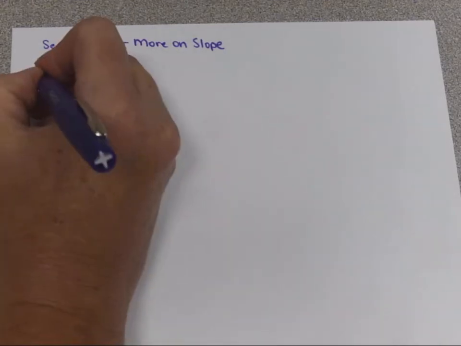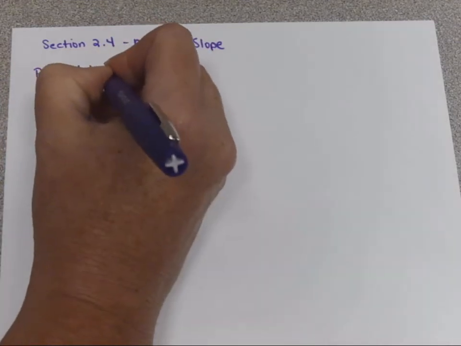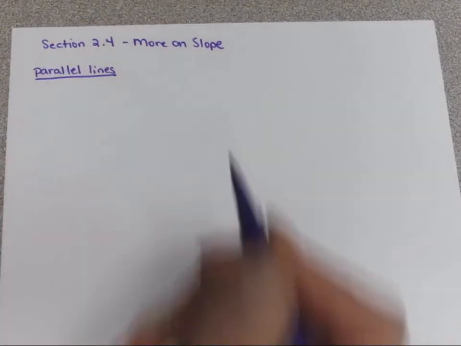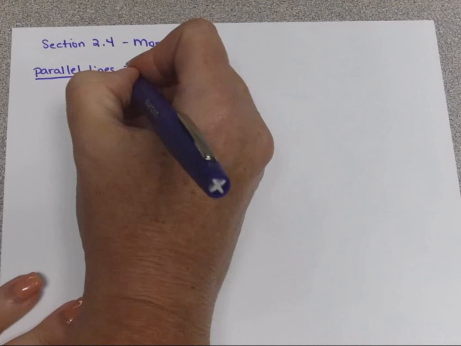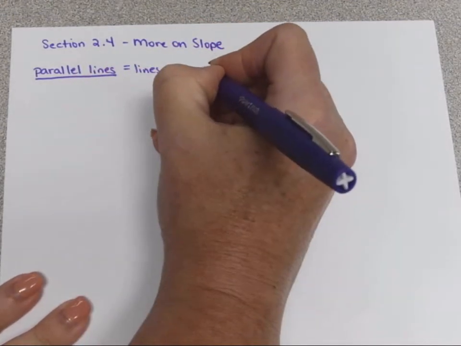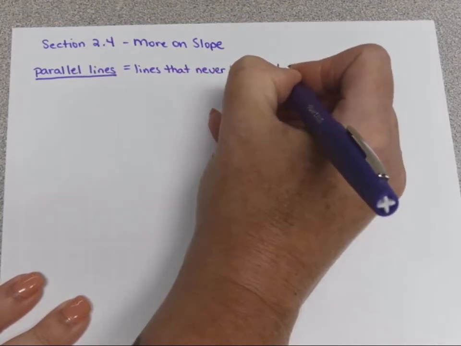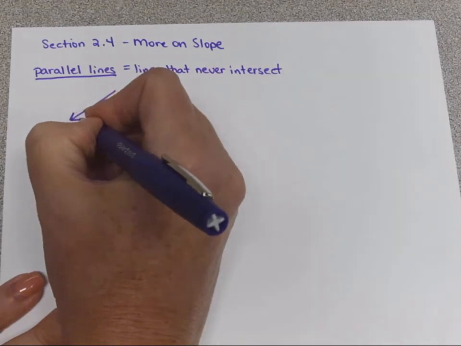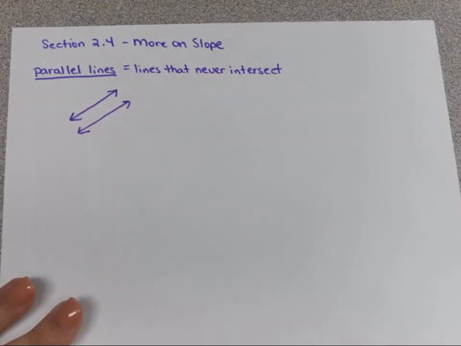Okay, so hold on to all the things we still know about slope, right? We have a formula for slope. We know that slope is always represented by the letter M, but let's talk a little more about it. So parallel lines are lines that never intersect each other. So let's draw a couple parallel lines. I think all of us know what parallel lines look like in general. We could probably draw a quick picture of them.